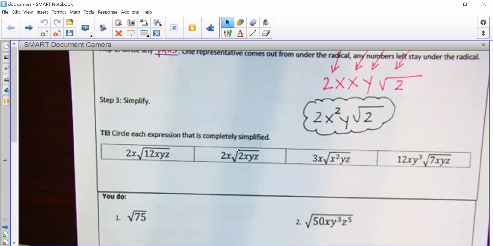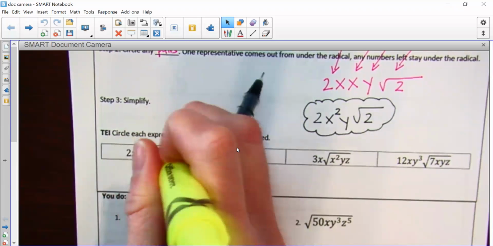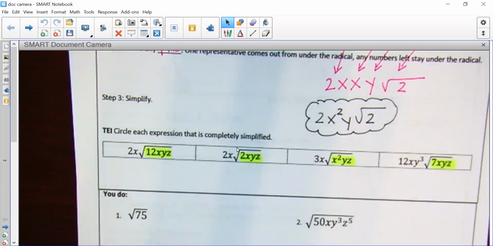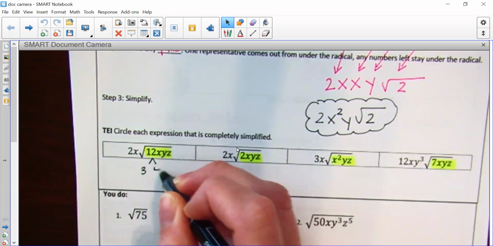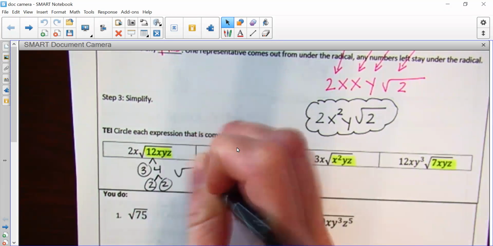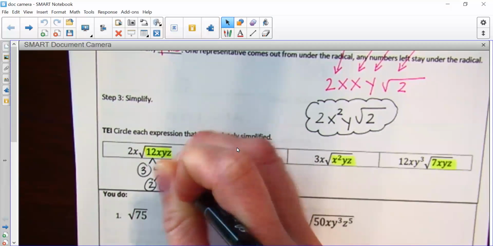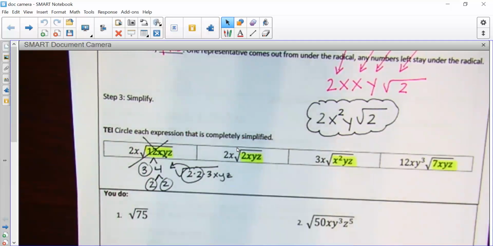So by completely simplified, what they mean is if I were to expand, and all I'm looking at is the radicands, what's under the radical, if I were to expand what's under the radical, could I take pairs out? Are there any pairs left underneath the radical? So let's look at this, 12. If I were to factor 12, that would be 3 and 4, and then 4 is 2 and 2. So I notice underneath that radicand, inside of 12, I've got a pair. So that should have come out. This is not completely simplified. There was still a pair underneath that needed to come out.